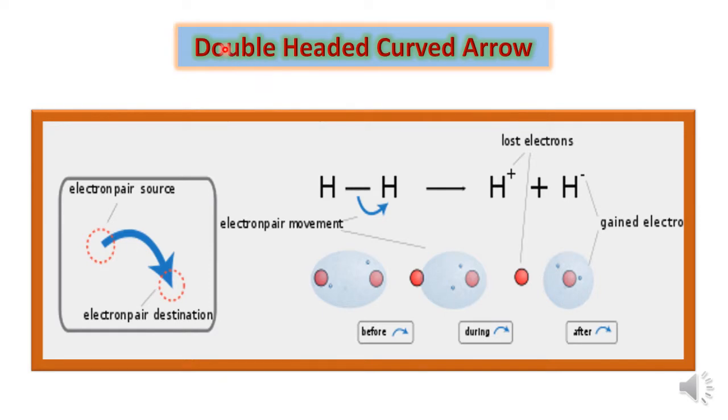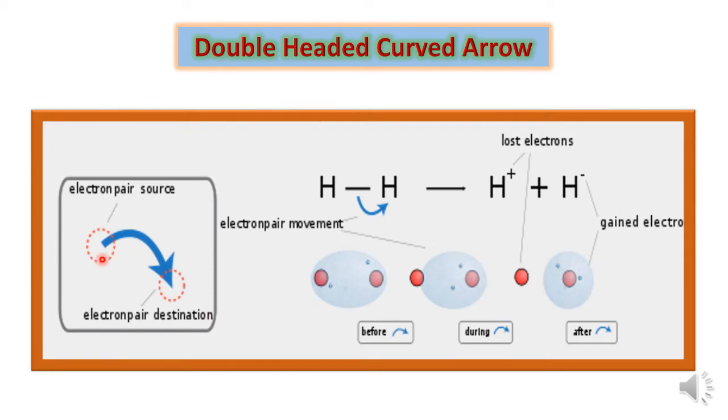So this is the slide where we are going to study the double-headed curved arrow. This double-headed curved arrow is very important to show the electron transfer. You can see here this is the double-headed arrow. This is the head of the arrow, and this is the tail of the arrow. Now there is a significance for the tail as well as the head of this double-headed curved arrow. The tail indicates the electron pair source, whereas the head indicates the electron pair destination.